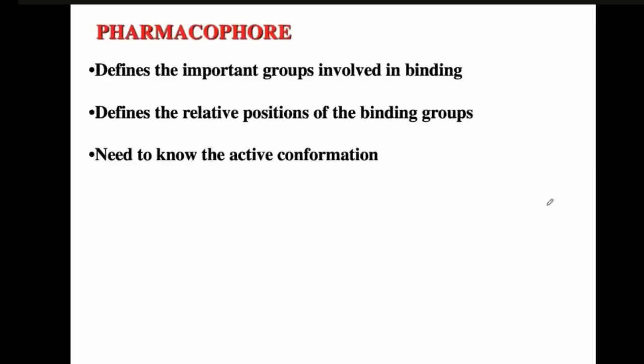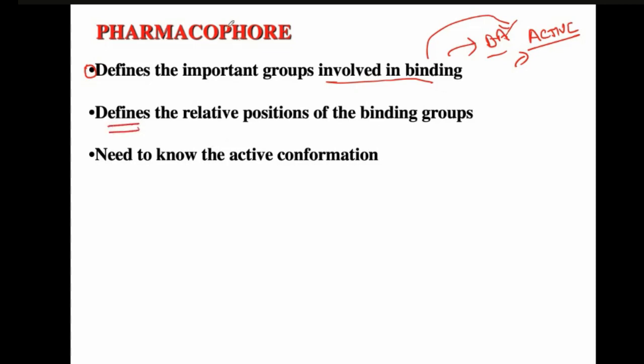So in simple words, we can say that these pharmacophore elements basically define the important groups involved in binding. We know that the functional groups which are participating in binding are related to the biological activity. These are the functional groups which are interacting with the active site of the protein molecule, or which are important for the binding of the drug molecule to the binding pocket of the protein molecule. So there is a connection between the binding and the biological activity.